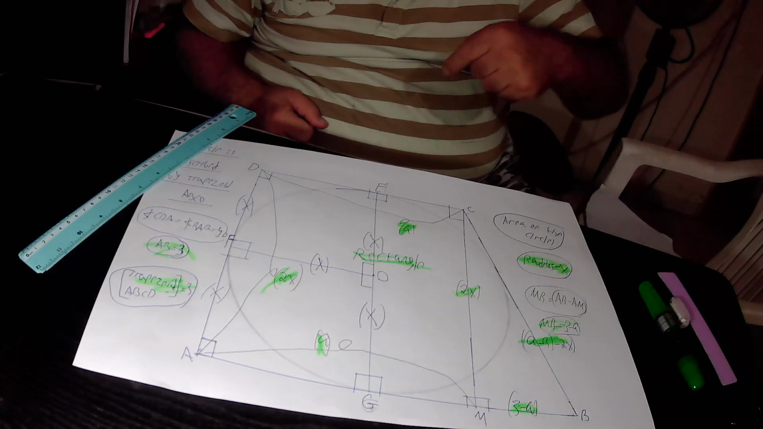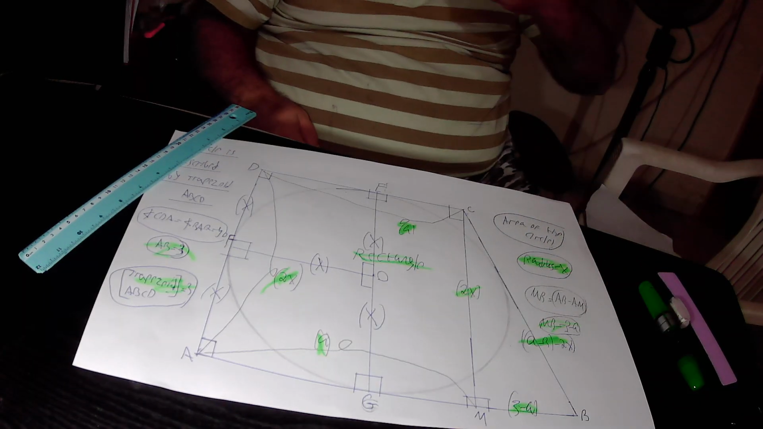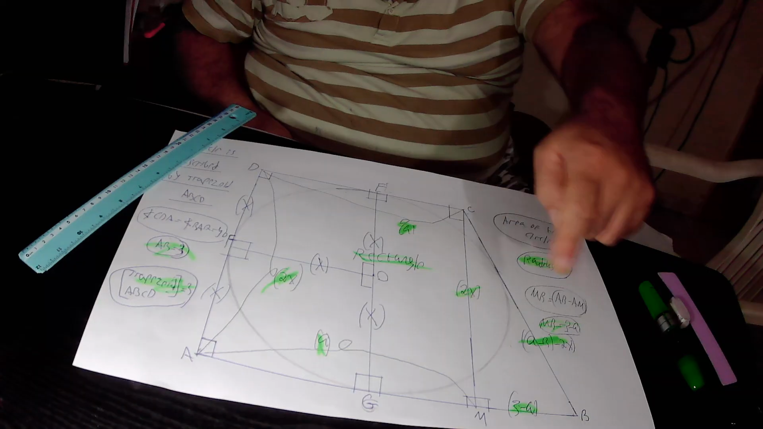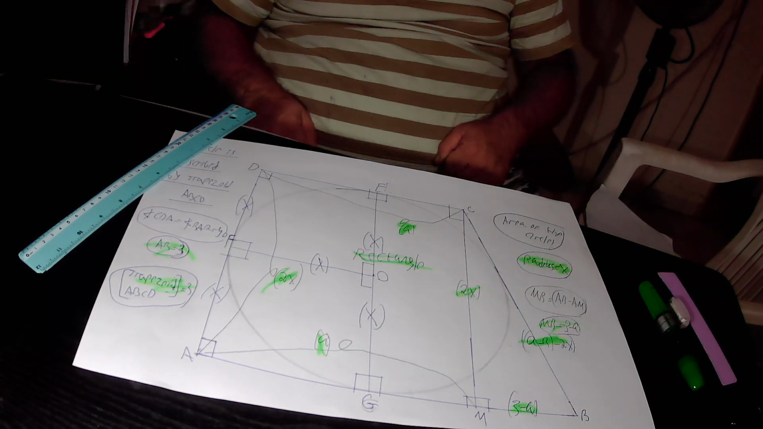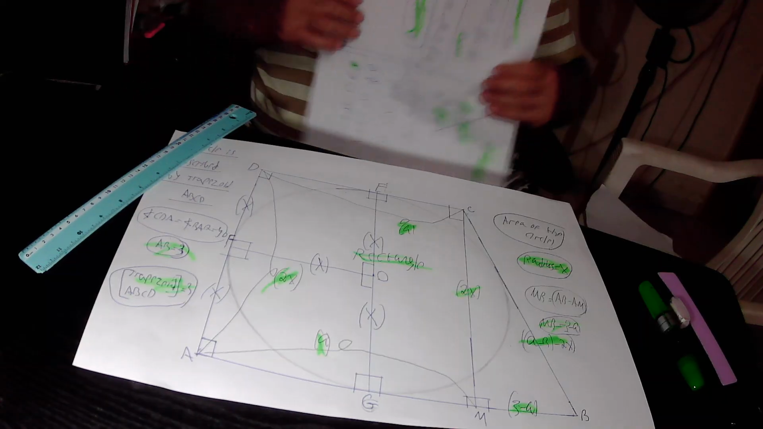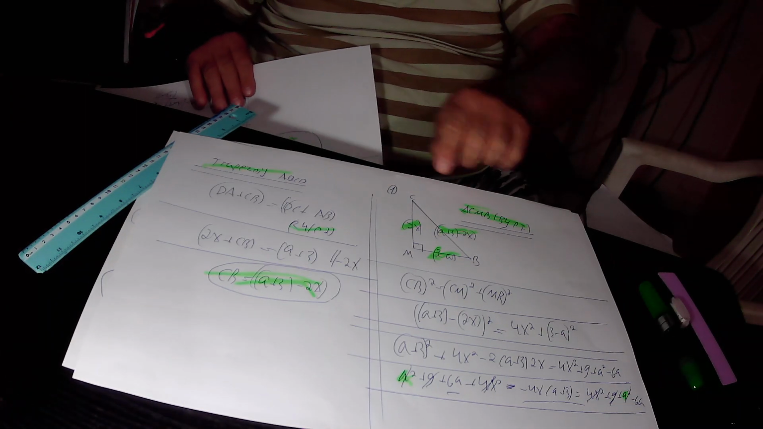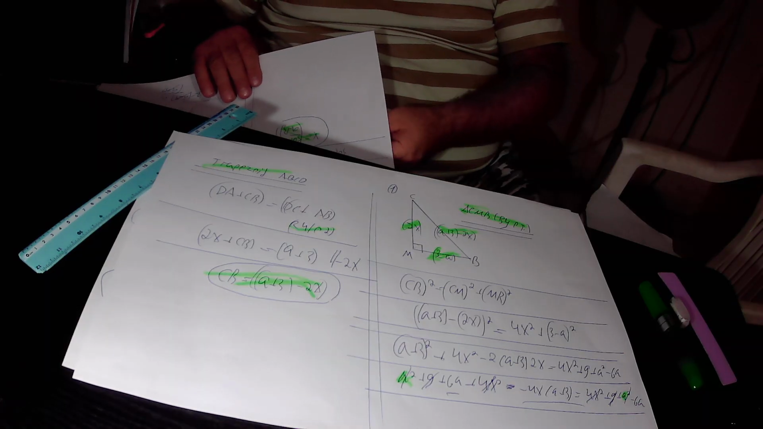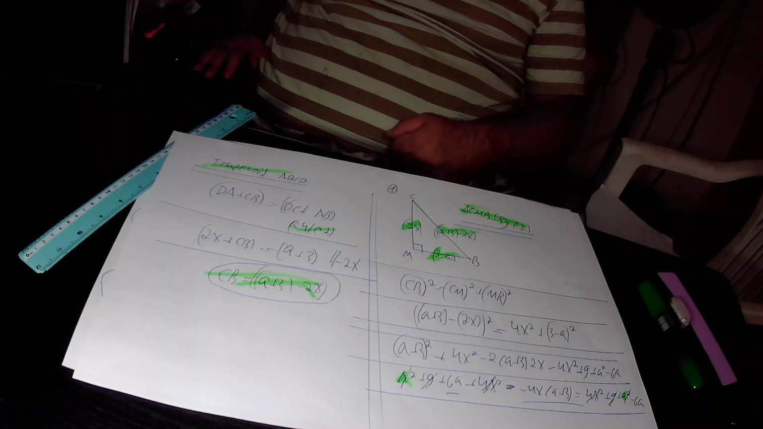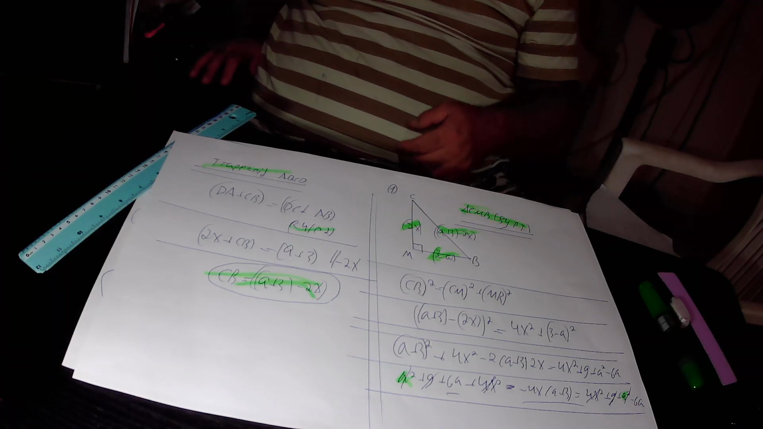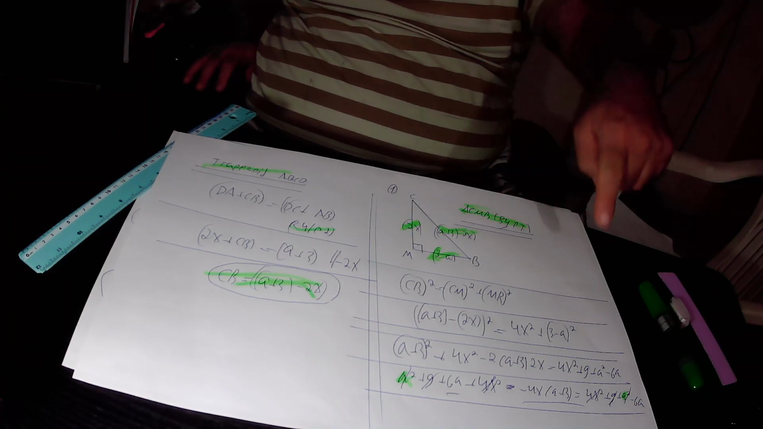In the next step, I copied the right triangle CMB onto a new page and applied the Pythagoras theorem to this right triangle CMB. According to the Pythagoras theorem, in any right triangle the square of the hypotenuse equals the sum of the squares of the perpendicular sides. So this is the right triangle CMB that I copied from the original drawing. According to the Pythagoras theorem, CB squared, the square of the hypotenuse, equals CM squared plus MB squared.